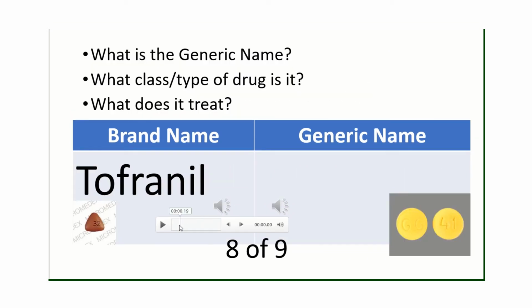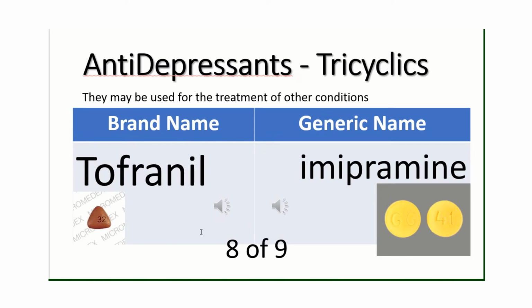What is the generic name for Tofranil? What type of drug is Tofranil? What does Tofranil treat? The generic name for Tofranil is imipramine. Tofranil and imipramine are tricyclic antidepressants. Tofranil and imipramine may be used for the treatment of other conditions.